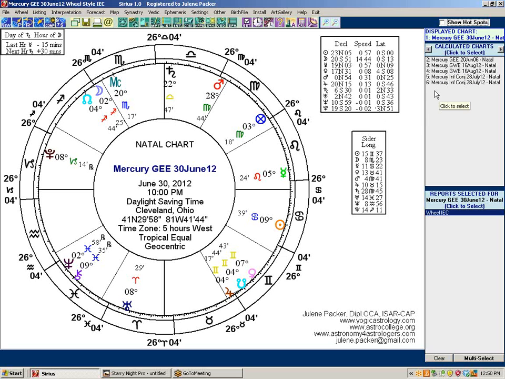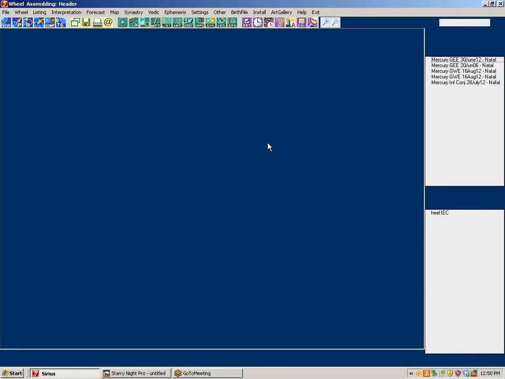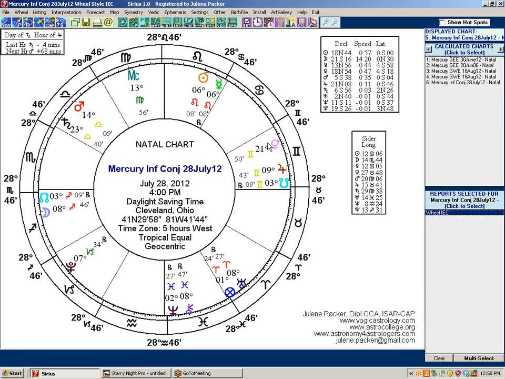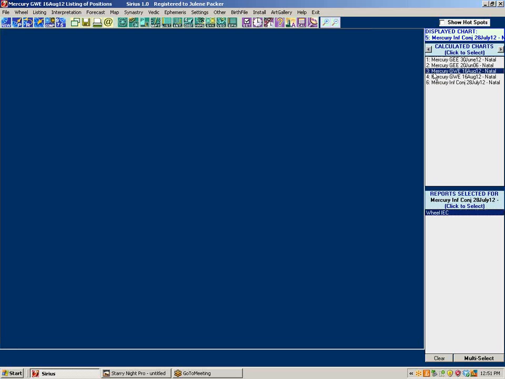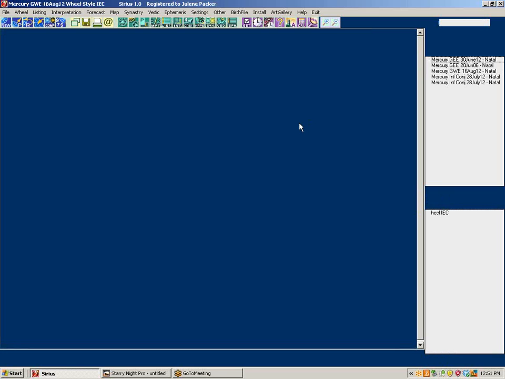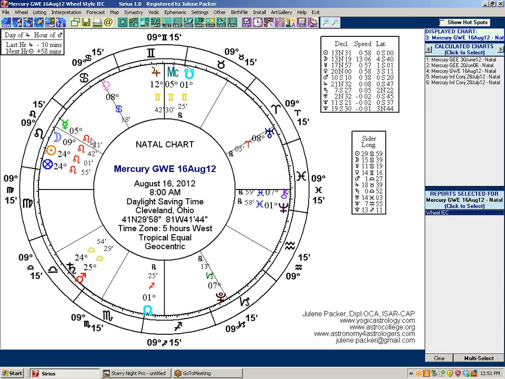Now the inferior conjunction of Mercury occurs at 4 p.m. Eastern Daylight Time on July 28th, and there they are, both at 6:08 Leo. Okay, now they're conjoined. Greatest Western Elongation, that is coming up on August 16th, puts Mercury ahead of the sun. Okay, Mercury is at 5 Leo, the sun's at 24 Leo. This time the orb is only 18 degrees and 40 minutes.